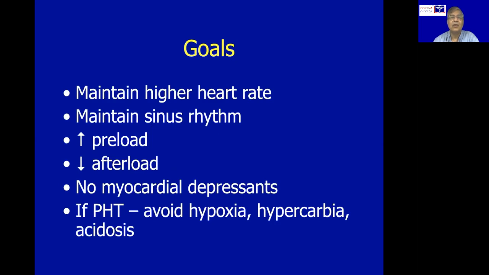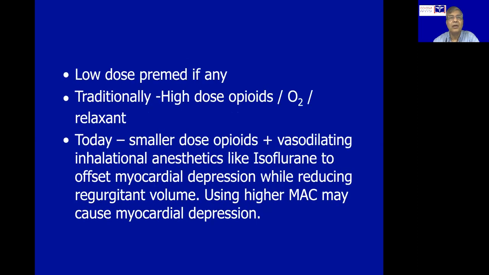Anesthetic technique. The goals are to maintain a higher heart rate, maintain sinus rhythm, have a higher preload, and reduce the afterload. There should be no myocardial depressant drugs used. If the patient has pulmonary hypertension, avoid hypoxia, hypercarbia, and acidosis. If pre-medication is given, it should be very low dose. Ideally, you can do away with pre-medication in this.